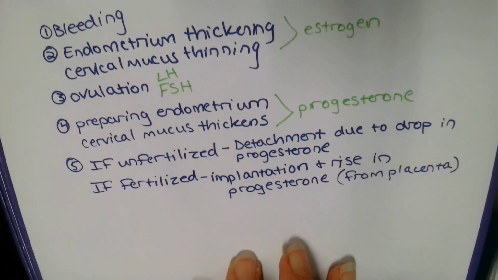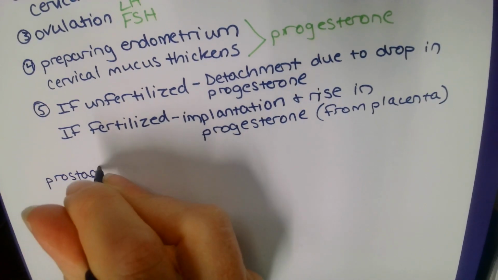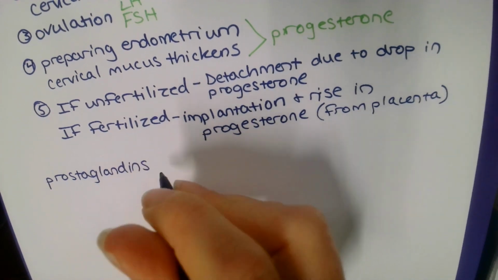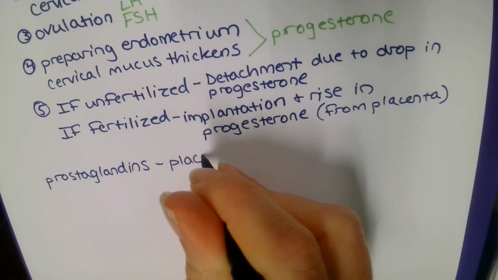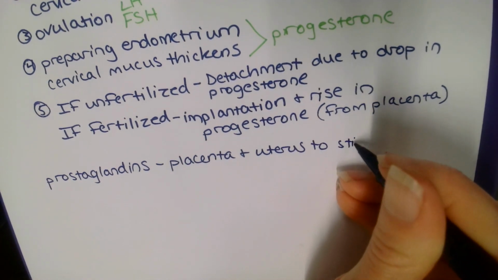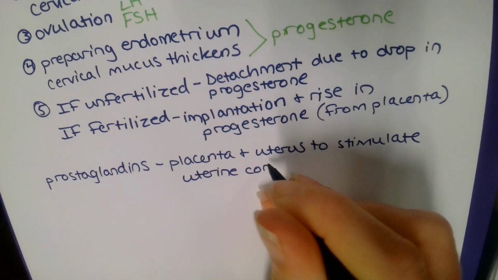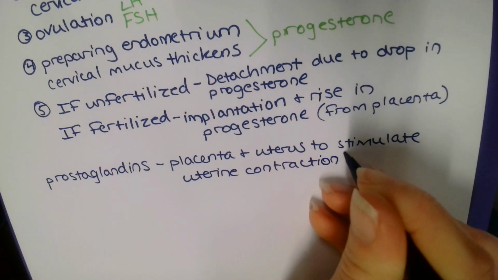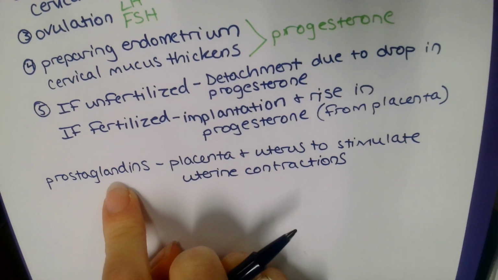All right, the other hormones that were on there that you need to know are prostaglandins. Prostaglandins are going to be produced by the placenta and the uterus to stimulate uterine contractions during childbirth. They can also be used to stimulate contractions in a patient in order to induce pregnancy, or induce labor.